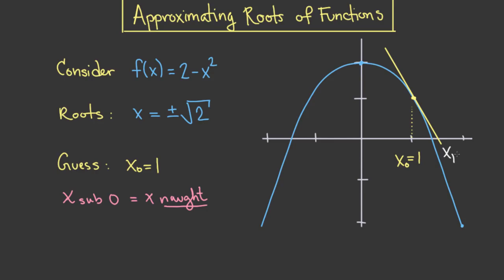Finding the x-intercept of a line is something that you already know how to do. So I'm going to go ahead and let you find this x-intercept, which we're calling x sub 1, and then we'll be back to explain how we iterate this process to get the general method for approximating roots.